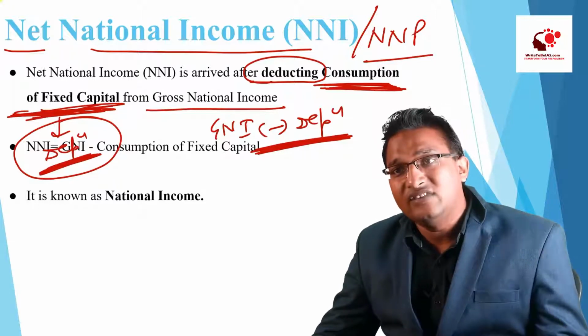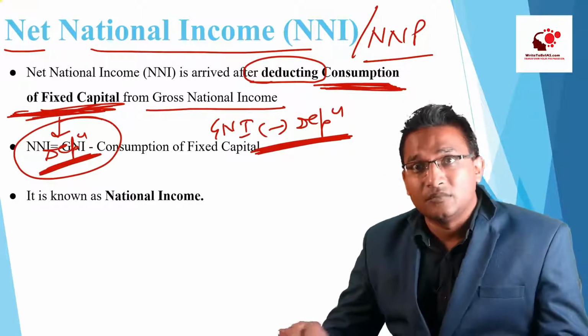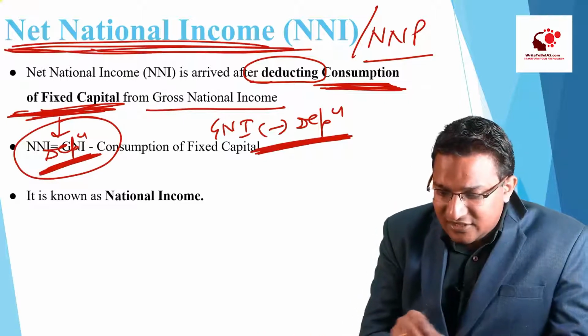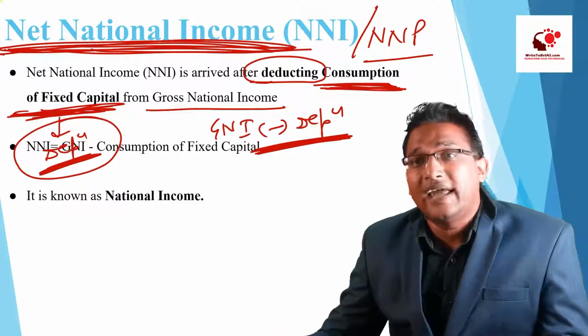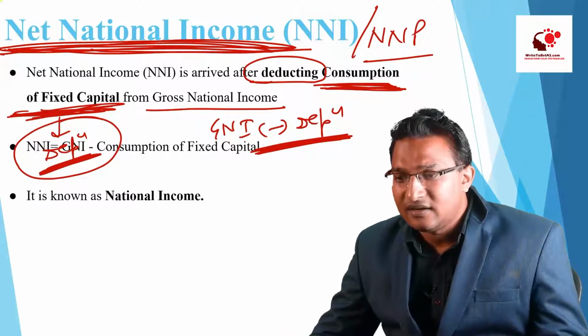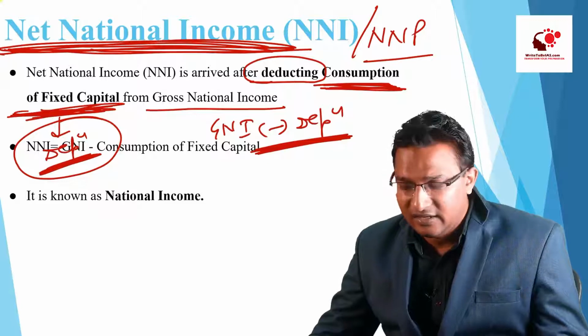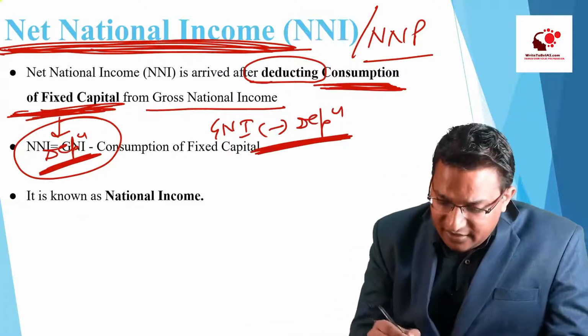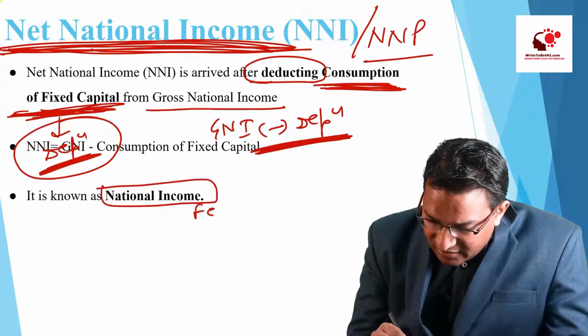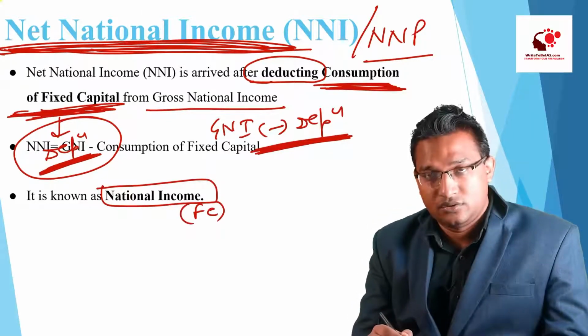So in India, when we say national income, this national income is nothing but the NNI, the net national income. However, one thing is there: this national income basically means the national income at the factor cost.